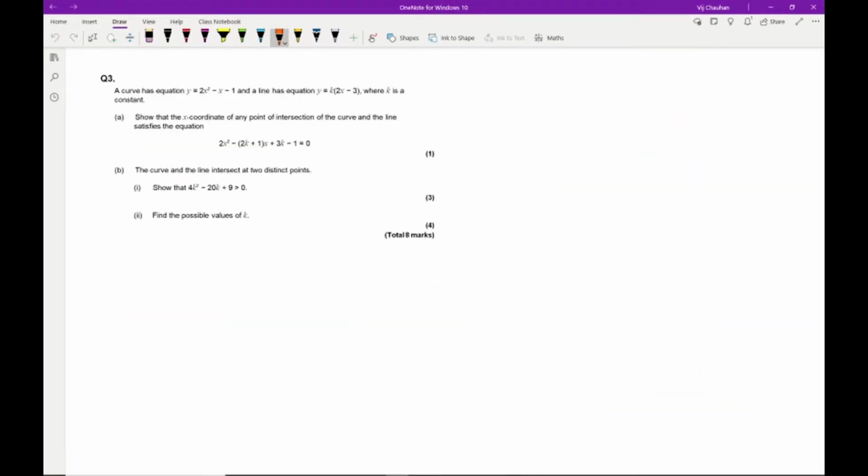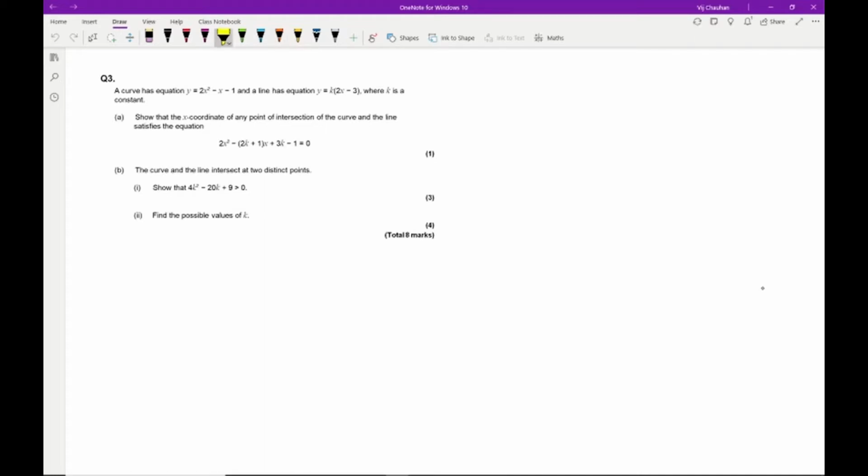Now with question 3, it says the curve has the equation of y equals 2x squared minus x minus 1, and the line has the equation of y equals k(2x minus 3), where k is a constant. So question A says, show that the x coordinate of any point of intersection of the curve and the line satisfies the equation as you can see on the screen.